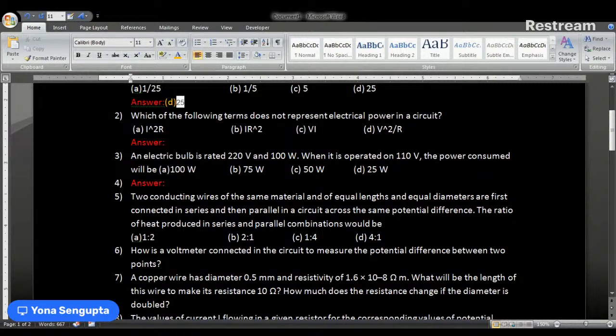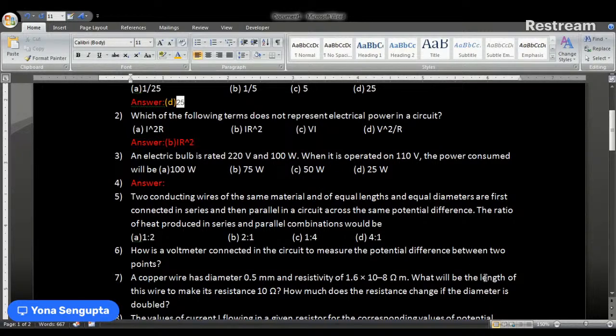So the answer to this is I R square, option number B. Okay, next question.